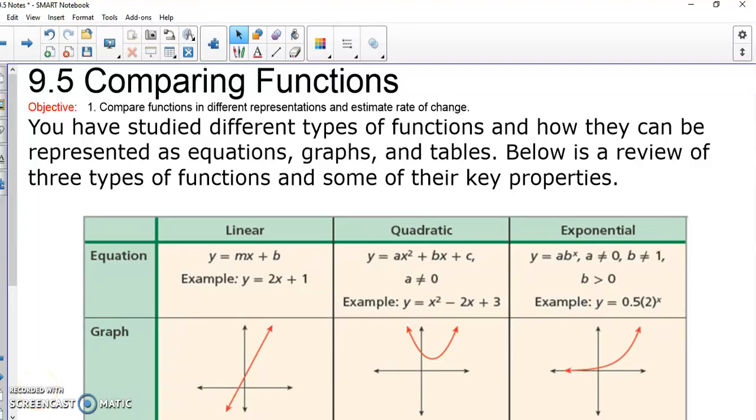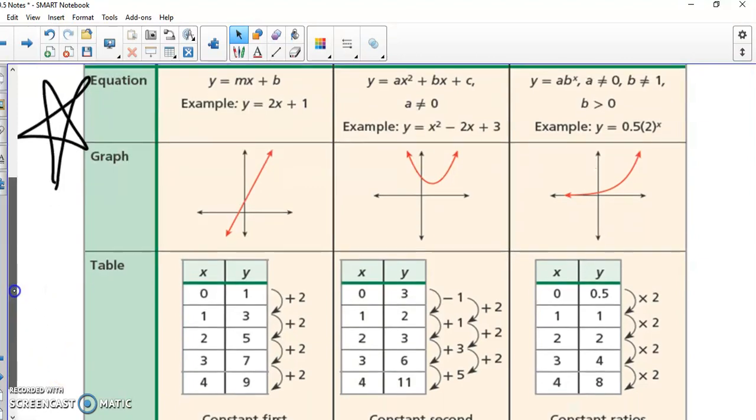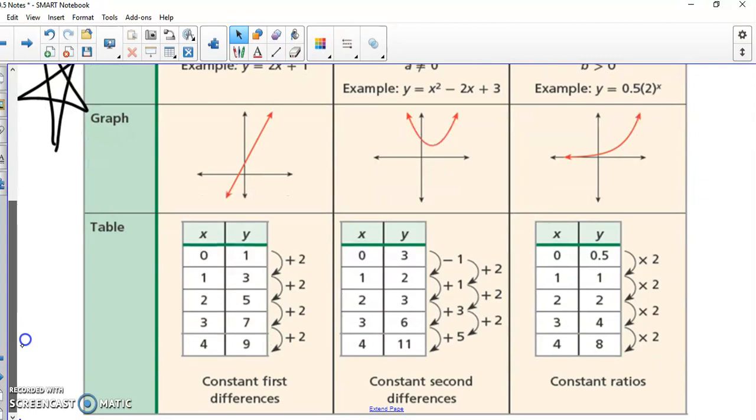Hi class, this is lesson 9.5, comparing functions. Today we're going to continue wrapping up what we've learned about our three kinds of functions: linear, quadratic, and exponential. This little chart gives you a really good breakdown of what each equation looks like, what each graph looks like, and what each table looks like, and how you can tell which kind it is by looking at either the equation, graph, or table.